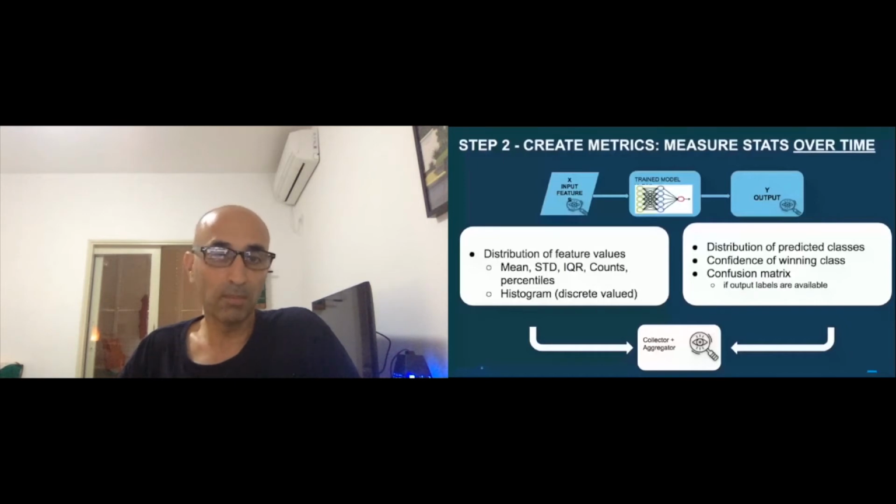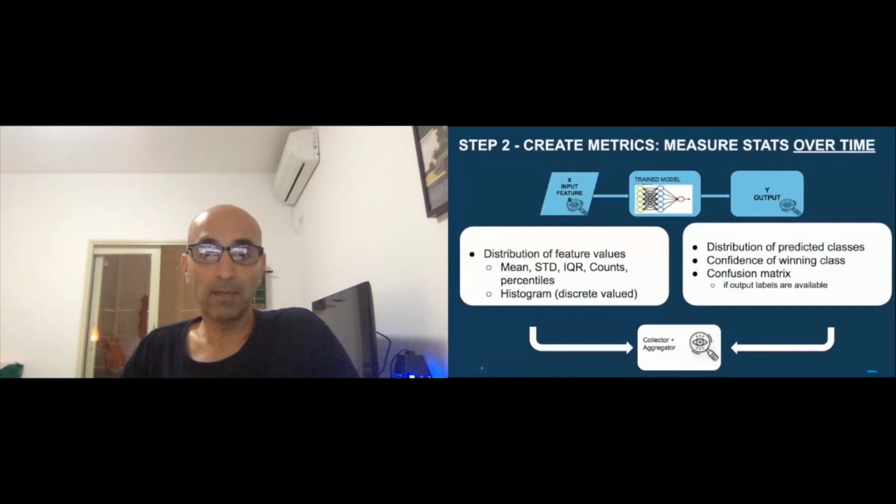Usually in production, you won't have the actual label of the input, because if you had that, you wouldn't need the classifier in the first place. But if you look at the distribution of the predicted classes, it should more or less be stable if the input coming in is also randomly distributed from all the possible inputs that there are.